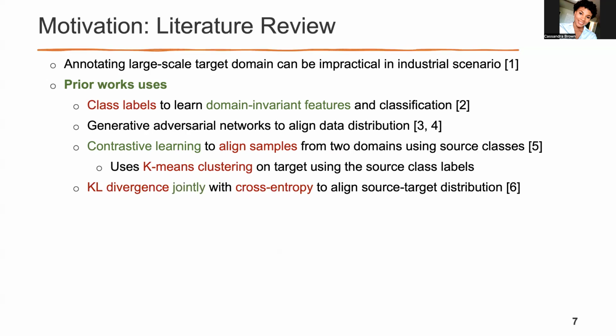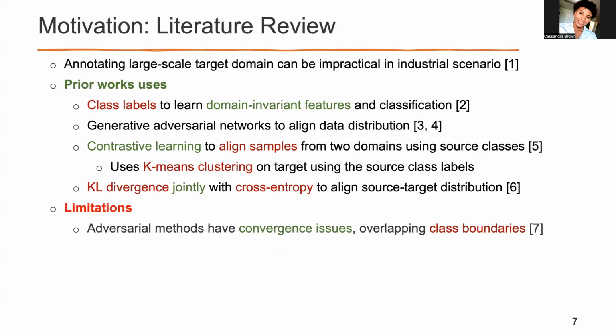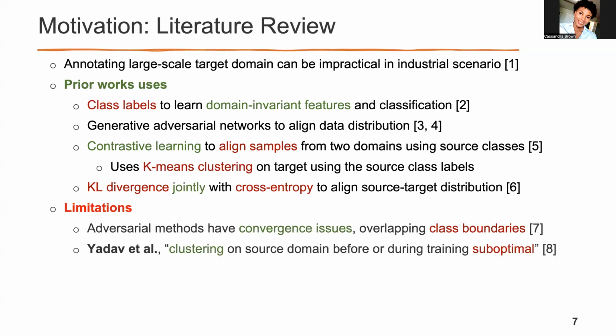However, even though these works showed promising results, there are some limitations. One is that adversarial networks have convergence issues, and this is very important for domain adaptation, because if we do not have a good domain separation between source and target, the model cannot perform well on those class boundaries. So it has been shown that adversarial methods have overlapping class boundaries.